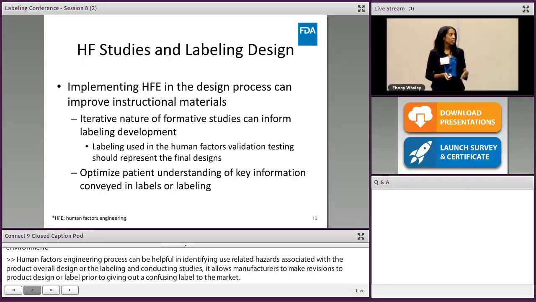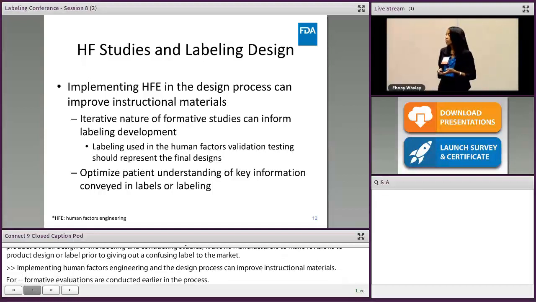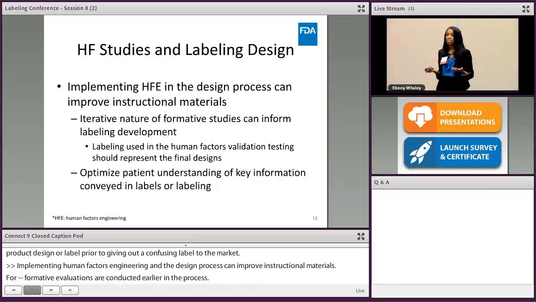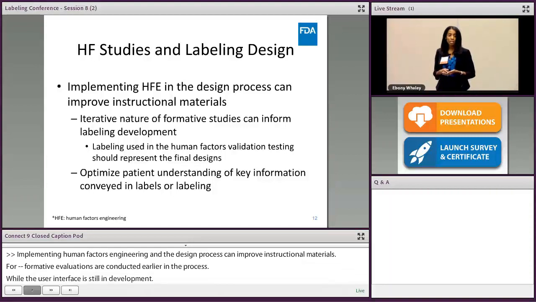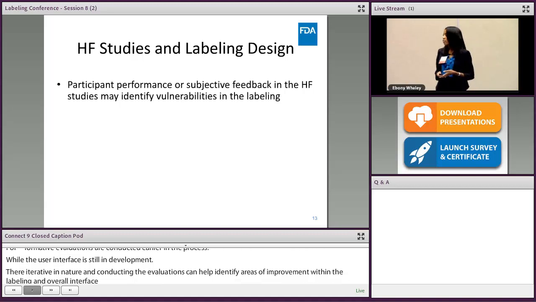Implementing human factors engineering in the design process can improve instructional materials. Formative evaluations are conducted early in the human factors engineering process while the user interface is still in development, and they are considered iterative in nature. And conducting formative evaluations can help identify areas of improvement within the labeling and overall user interface, including our instructions for use.